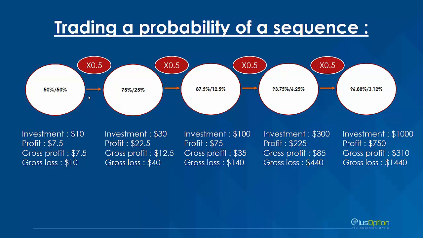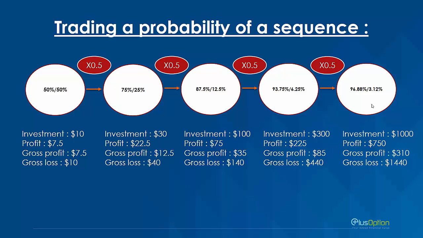Let's say that we lost 1, 2, 3, 4 trades. The fifth trade is already on a $1,000 investment, because we've tripled our investment from $10 to $30 to $100 to $300 to $1,000. That's a very difficult sequence to achieve, to reach a level where you're losing so many trades in a row with high probability, and at last you can reach the higher level.